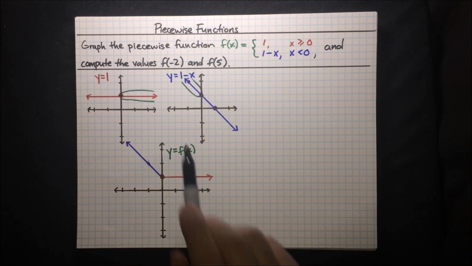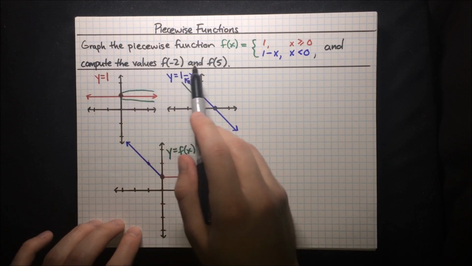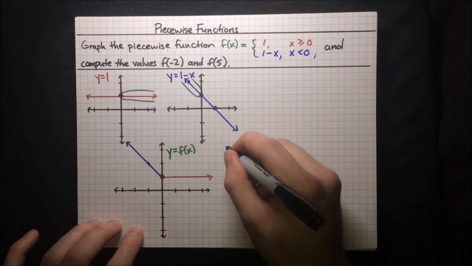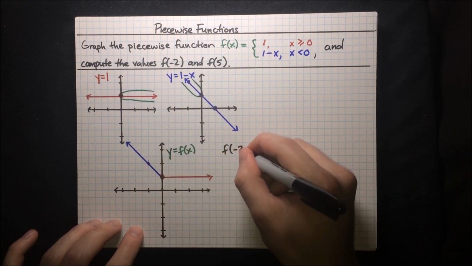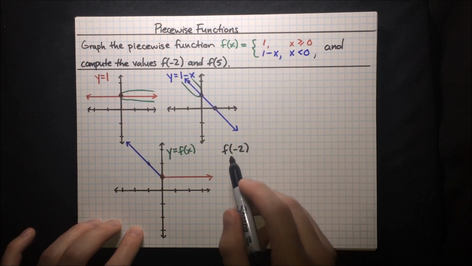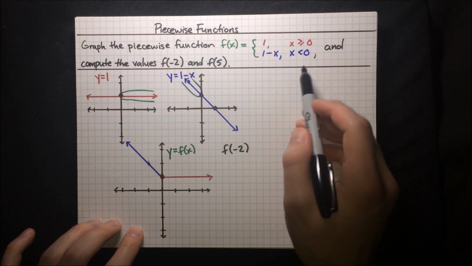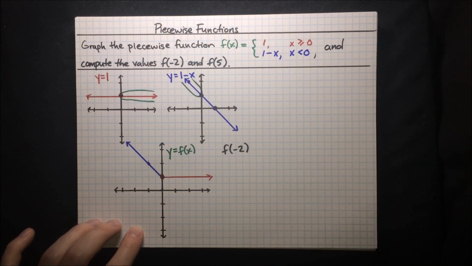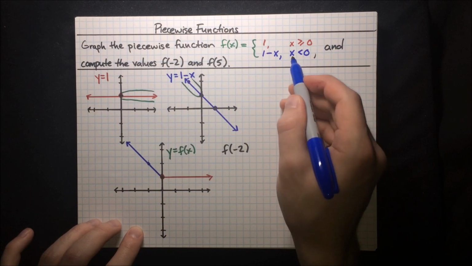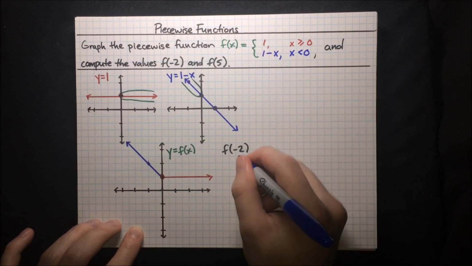Now let's move on and compute the values f of negative 2 and f of 5. First, let's just do f of negative 2. So f of negative 2. In order to know which rule we use, we have to take a look at the negative 2 and see which constraint that satisfies. Negative 2 is of course less than 0, so that satisfies this constraint, so we'll use this rule, 1 minus x.